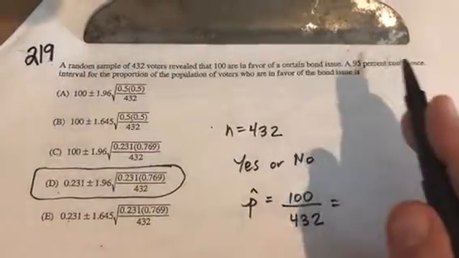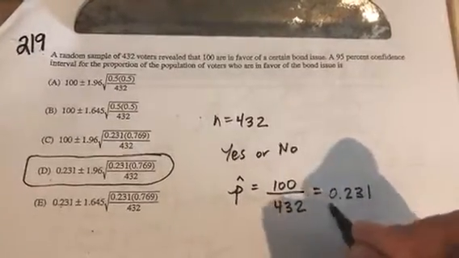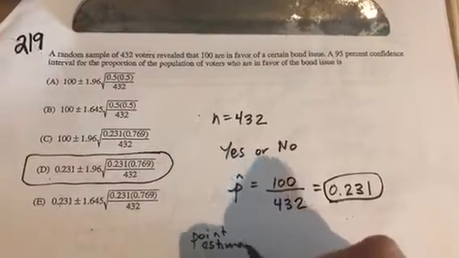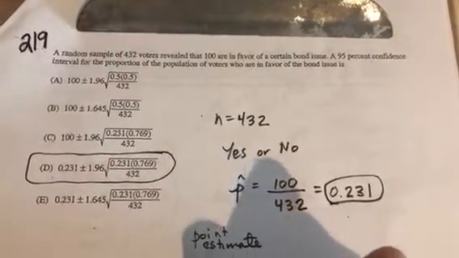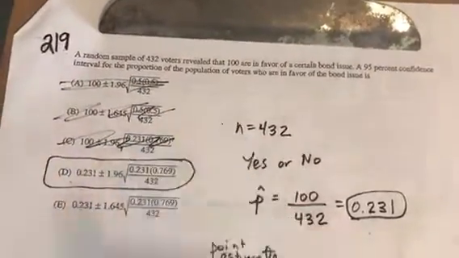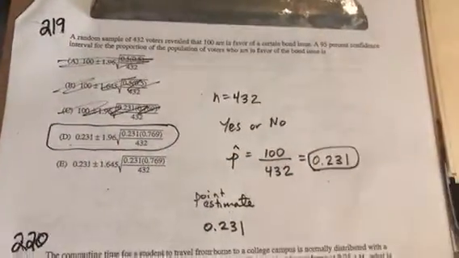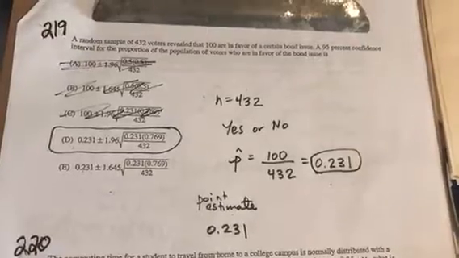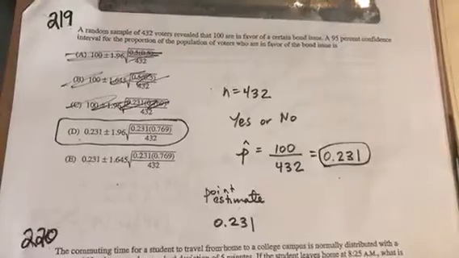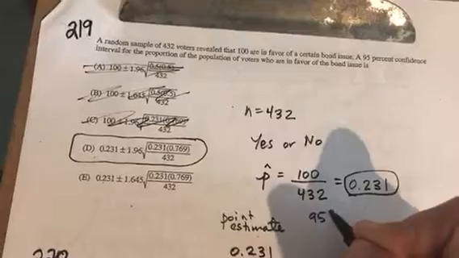They performed a 95% confidence interval. So I actually need to divide this to get my point estimate. This is called a point estimate. We talked about this in the last question. My point estimate is 0.231. And so notice I can already eliminate A, B, C, and D because my point estimate has to be my sample proportion. So about 23% of people said yes, they're in favor of this bond issue. And I'm going to do a 95% confidence interval.